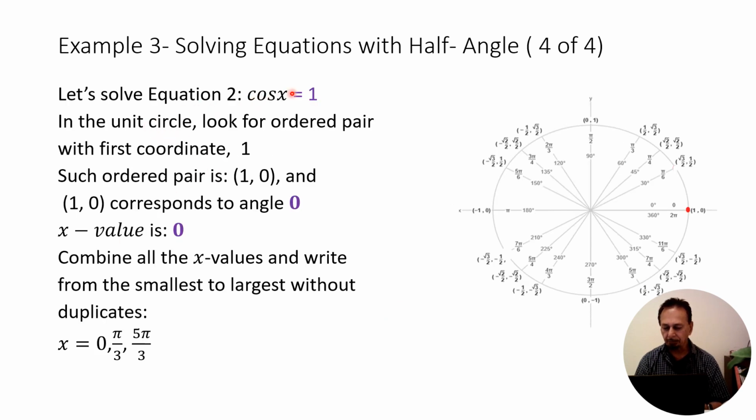Now we solve the second equation, cosine x equals 1. In the unit circle, look for an ordered pair with first coordinate 1, and such ordered pair is 1, 0, and that's the only one here. And this corresponds to angle what? 0. So we combine all the x values from the smallest to largest. So x equal to 0, pi over 3, and 5 pi over 3.